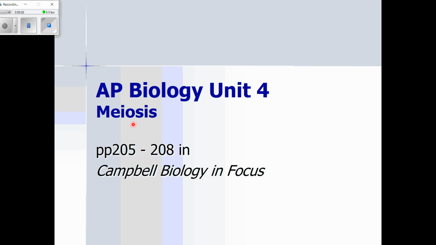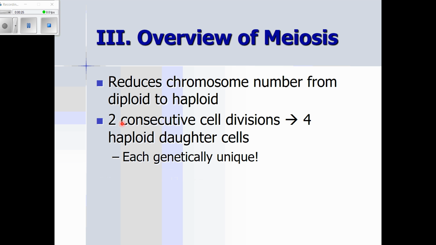We have been discussing meiosis now for the last several lessons, and now it's time to get down to the nitty-gritty of exactly what happens in each phase of meiosis. So this is part 6 of Unit 4, and we're covering pages 205 to 208. So let's get started.